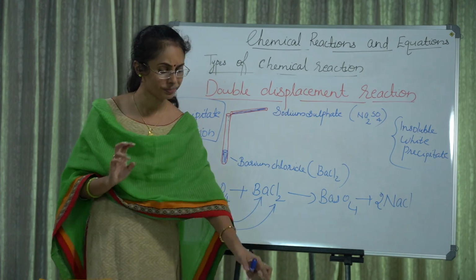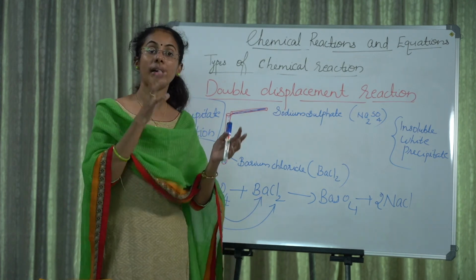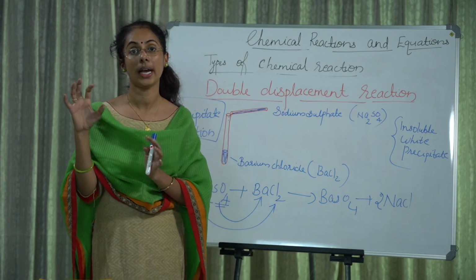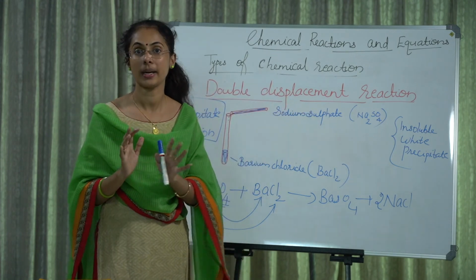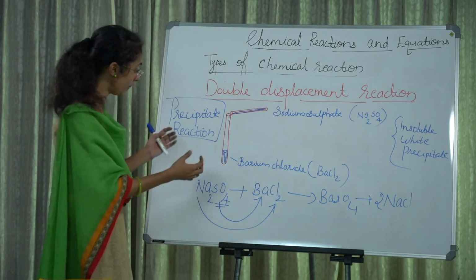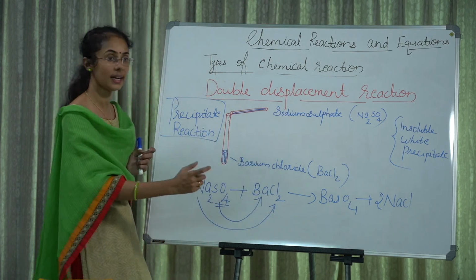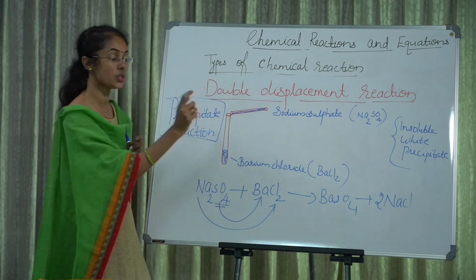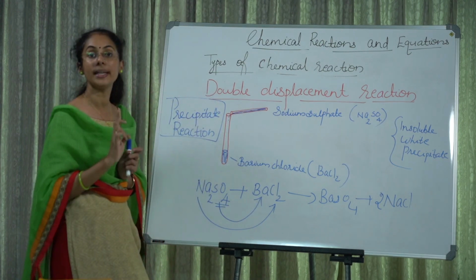Then third one is displacement reaction. In this, a more reactive element displaces another element from the reactant. That type of reaction is known as a displacement reaction. Then double displacement reaction means exchange of ions between the reactants. For example, sodium and chlorine combine to form sodium chloride, and sulfate and barium combine to form barium sulfate.